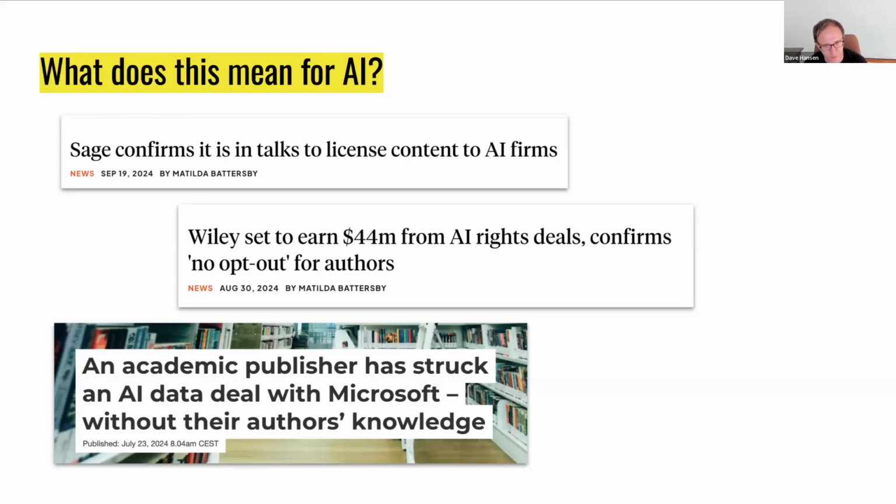These are just some of the examples. We've heard Wiley doing these deals, Sage, a number of others. Some publishers are asking authors what they think. I had a really nice talk with Ben Den at Cambridge University Press, I think, director of academic publishing, and they've made an effort to reach out to all of their authors, tens of thousands of authors, and ask them, "Would you opt in to allow us to relicense your work for AI purposes?"